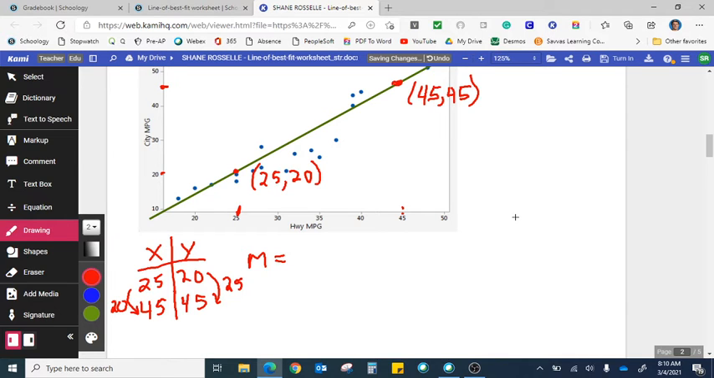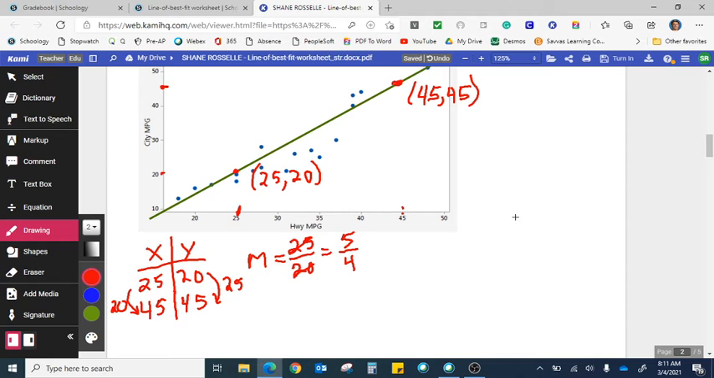Okay, so it's going to be the vertical change, or the rise. The rise is 25, because y is vertical and x is horizontal, over the run. Run is horizontal. And the run change is going to be 20. So if I can reduce this, I want to go ahead and do that. I know that 5 will go into both of them. 5 will go into this 5 times, and 5 will go into this 4 times. So my slope right here is 5/4.